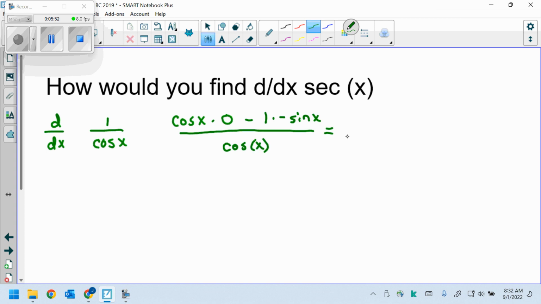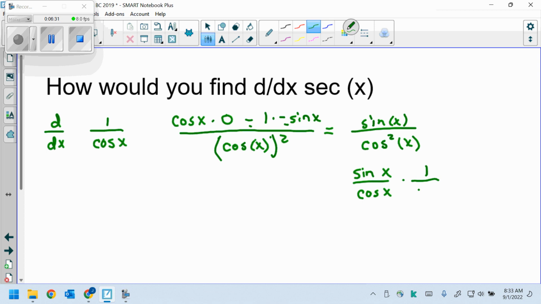And I could say that I've got positive, opposite of the negative, I got positive sine, whoopsie. I did low, I should have done low, low, sorry about that. Cosine squared. And some people might stop right there and say, that's the derivative, and I can't argue with you, it certainly is. Other people could say this is the sine of x over one of those cosines times 1 over the other cosine.